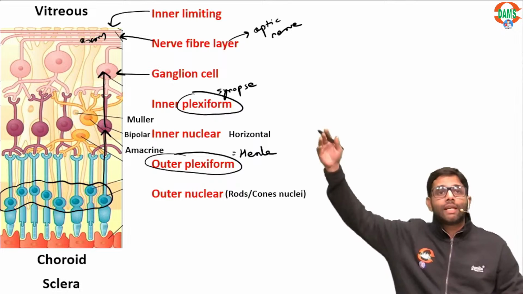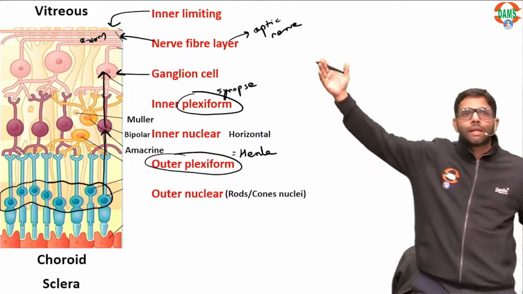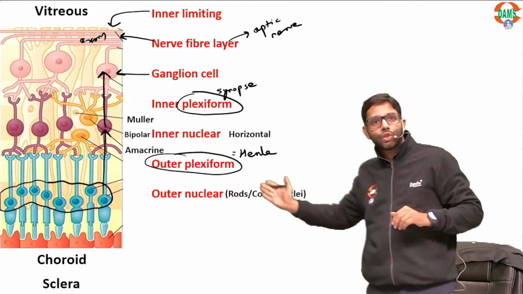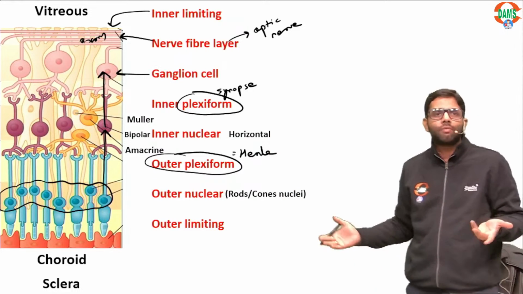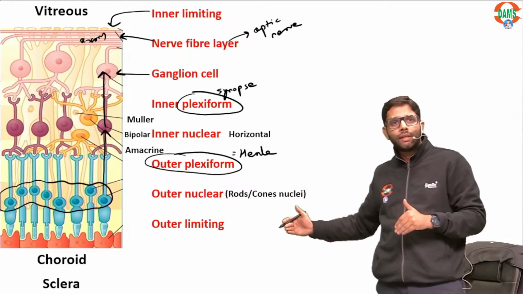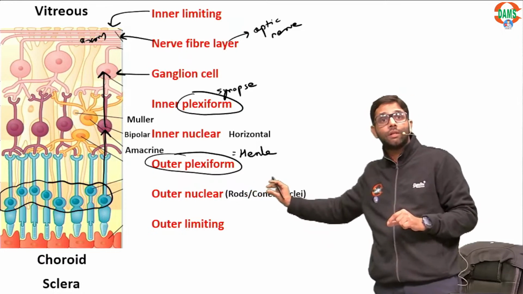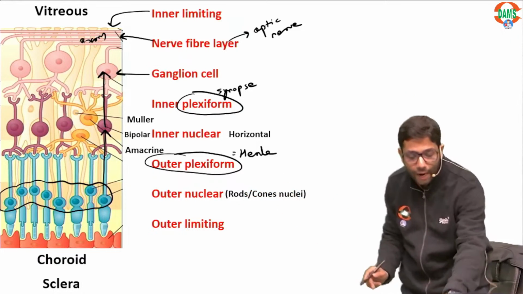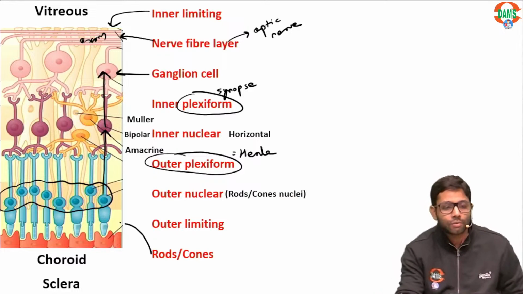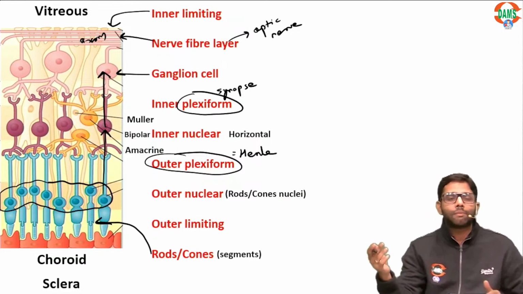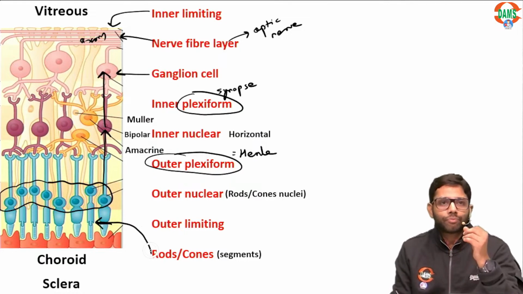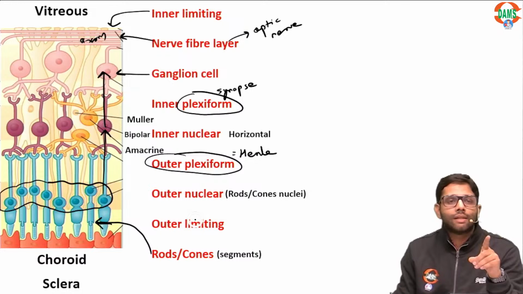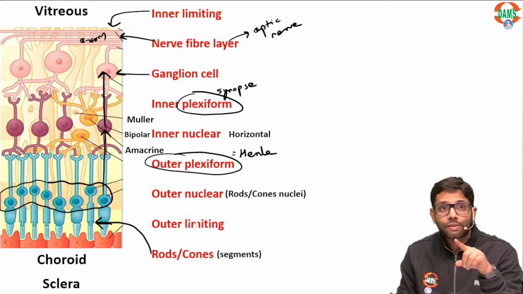Now if we have an inner limiting membrane, inner is towards the vitreous, outer is towards the choroid. So there has to be an outer limiting membrane also, not very important. So what is the outer limiting membrane? It is a junction between the outer nuclear layer, which is the rods and cones nuclei, and the segments of the rods and cones. The inner segment and outer segment of the rods and cones form the rods and cones layer. These are 9 layers of the retina: 1, 2, 3, 4, 5, 6, 7, 8, 9.